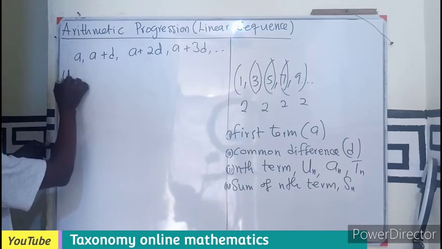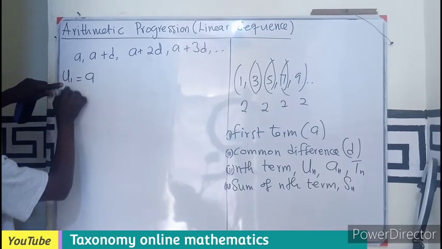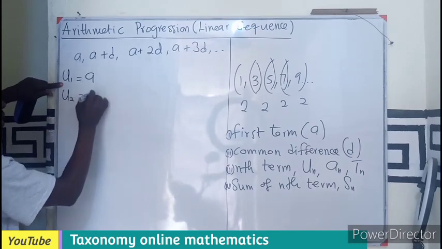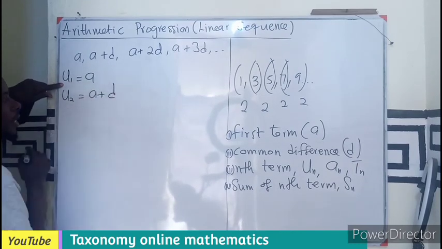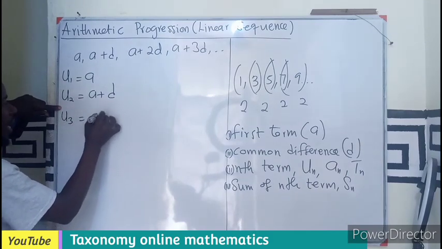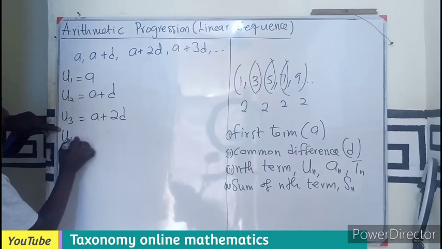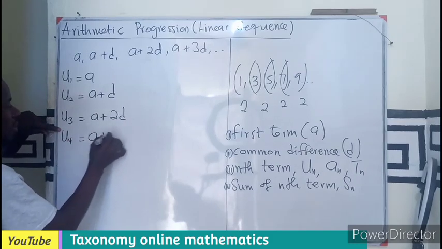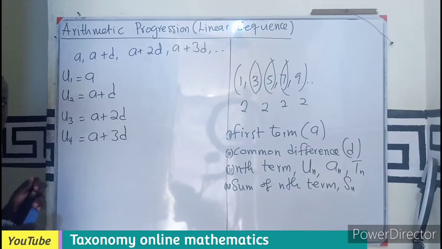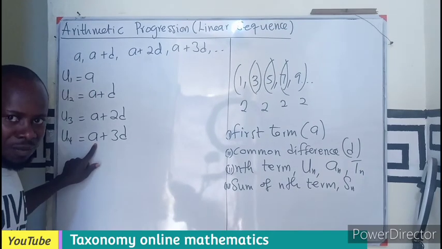So my first term is going to be A. My second term will be U2, which will be A plus D. Then the third term will be A plus 2D. Then let's go to the fourth term, A plus 3D. You can see that the first term keeps on repeating.